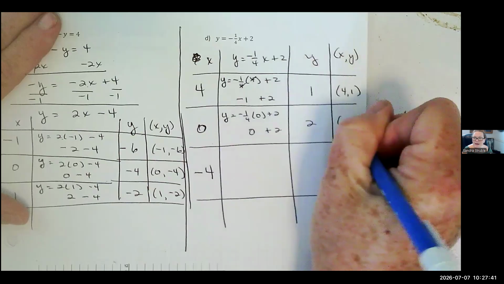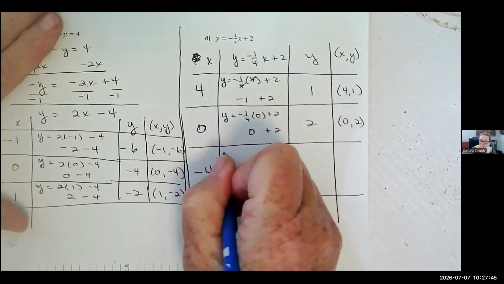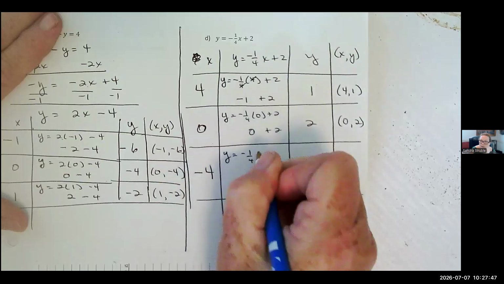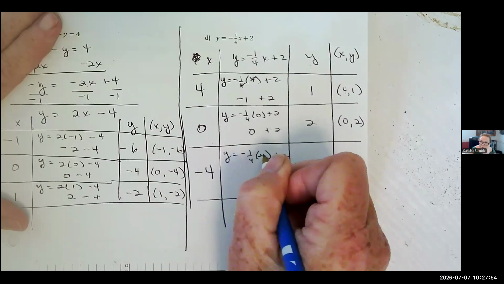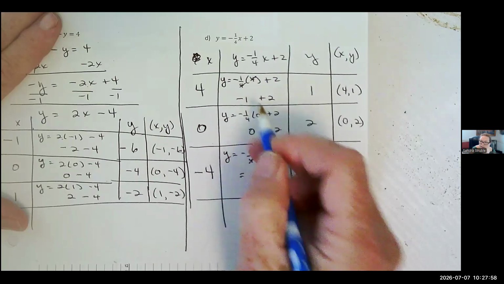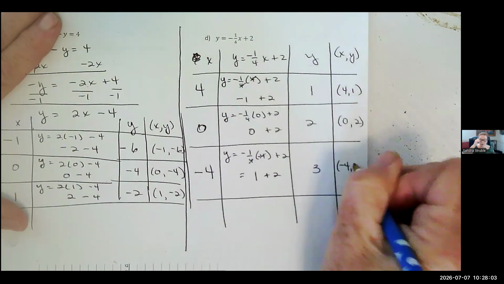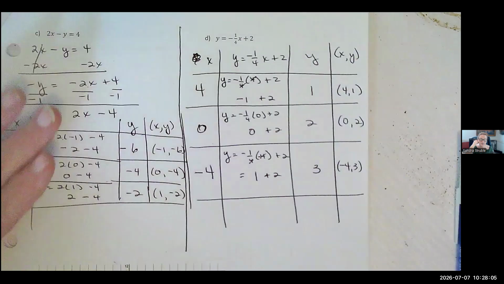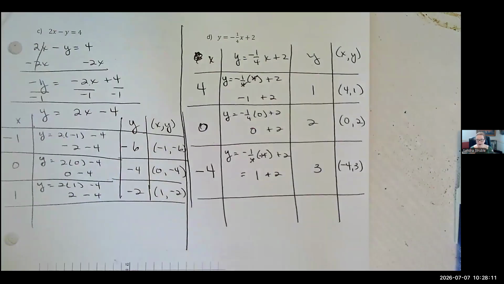No fractions. The last one is y equals negative 1/4 times negative 4, plus 2. A negative times a negative is a positive. So when we cancel these out, it's going to be a positive 1, not a negative, plus 2, which is 3. So (negative 4, 3) is our last one. Let's plot these points, draw our line, and do what we've been doing. But notice how much easier that was by not choosing 1 and negative 1. It got rid of the fractions, and you don't have to deal with them.